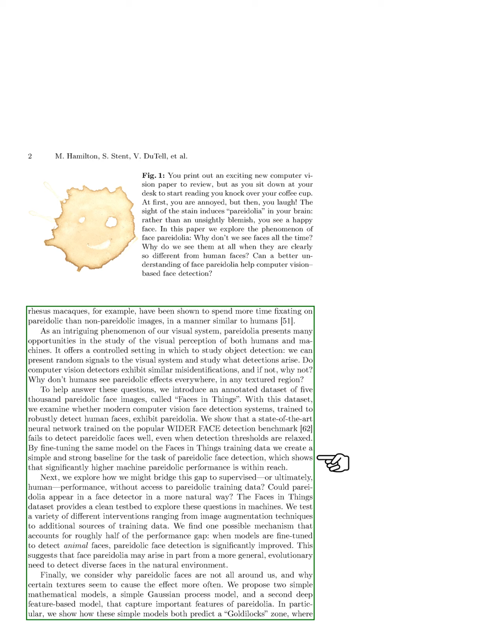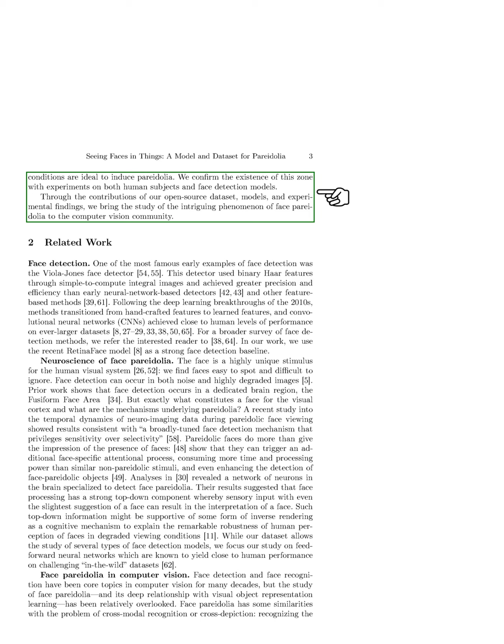Our experiments reveal that fine-tuning models to recognize animal faces significantly boosts pareidolic face detection, suggesting an evolutionary basis for our ability to identify faces in various contexts. Furthermore, we investigate why pareidolic faces are not ubiquitous and why certain textures trigger this effect more frequently. We propose two simple models that help explain the conditions under which pareidolia occurs, confirming our predictions through experiments with both human subjects and detection models.